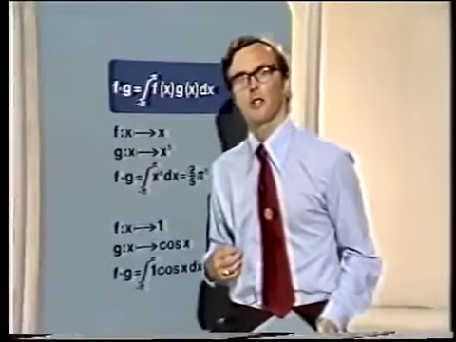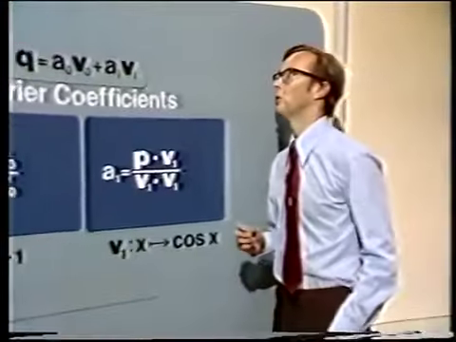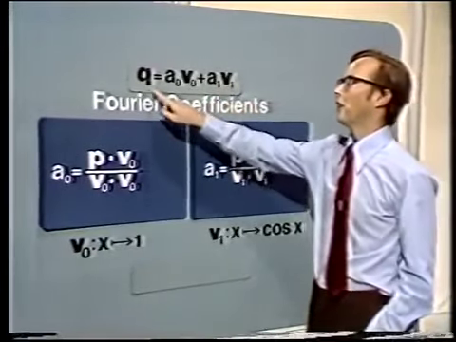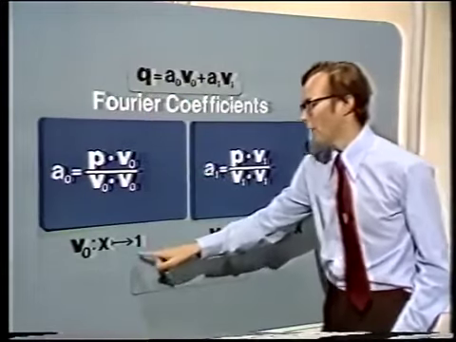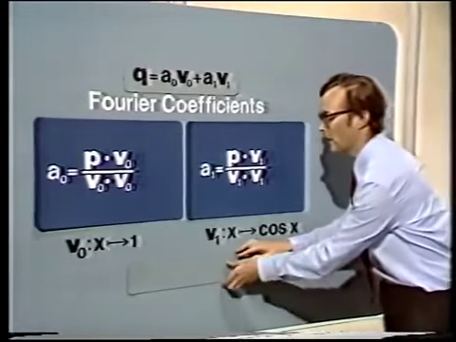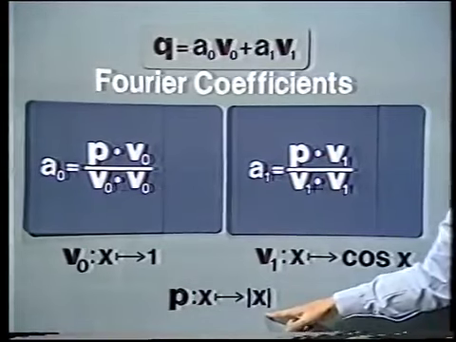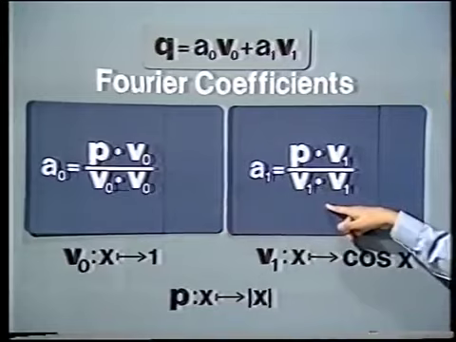So we can use the functions 1 and cos x as an orthogonal basis. They're orthogonal, so let's use them as our basis, and we'll use them for v0 and v1. And remember, we've got to find the function q, which most closely approximates p. So v0 is 1, v1 is cos x, and for the function p, we're going to take mod x. That's a v-shaped function that you saw at the beginning of the program. So what we've got to do now is to find the corresponding Fourier coefficients, a0 and a1.